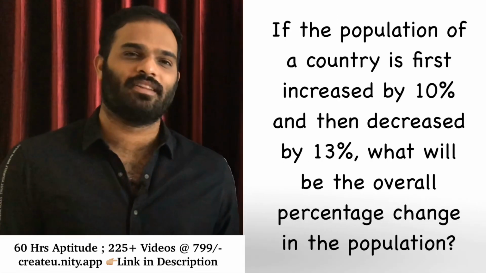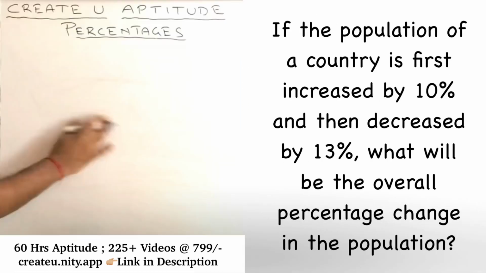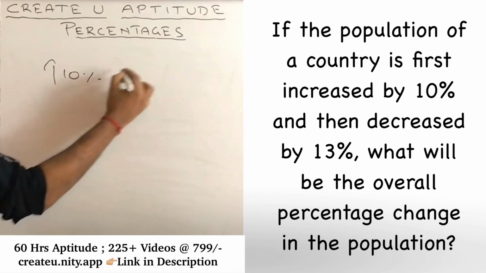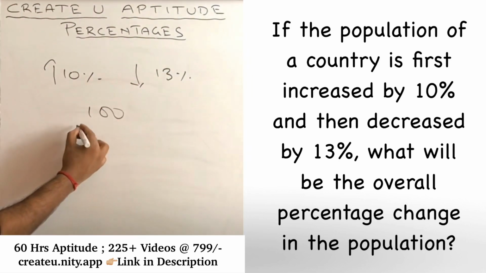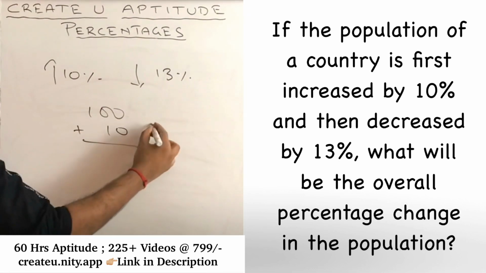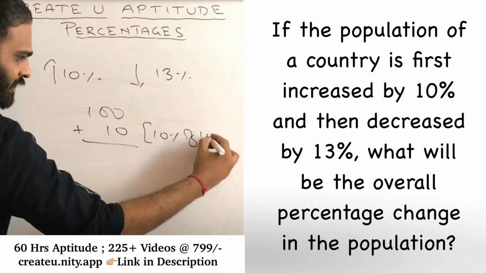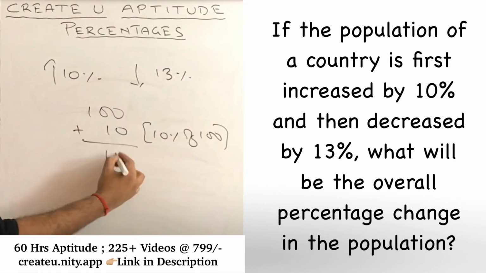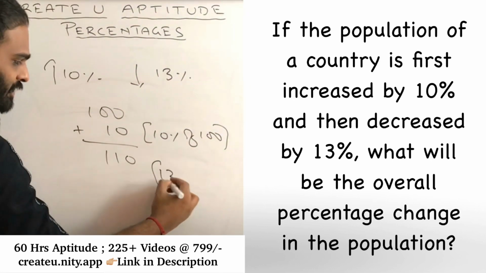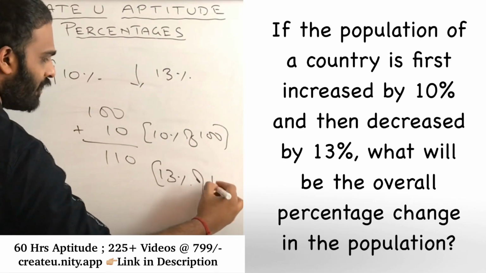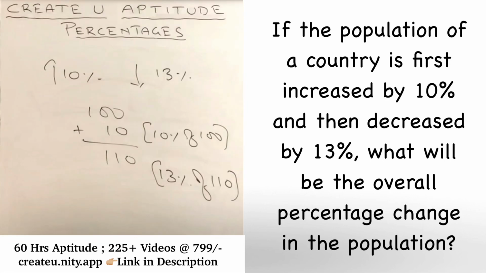Suppose there is a question where the population of a country is first increasing by 10% and then decreasing by 13%. Then what is the overall change in the population of a country? I'll take 100 and I'll increase by 10%. That becomes 10% of 100 is 10. So plus 10, it becomes 110. Till here it's okay. Then I have to decrease it by 13%, but 13% should be calculated on 110, which is not easy for me.